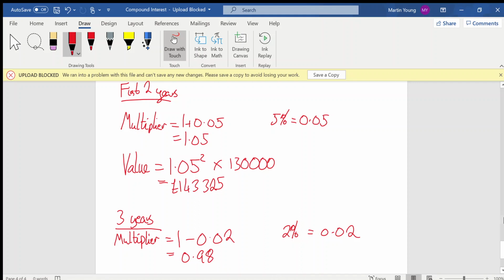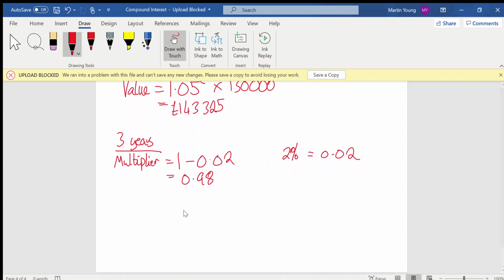Right, so to get what the value is going to be, we take our multiplier, 0.98, to the power of how many years? It was 3, and we times it by the amount we were starting with at that point. It's not the original amount, it's now this amount, because we've had 2 years, that was the end value, and now it started decreasing from that. So we're taking this value up here. Okay, so 143,325.